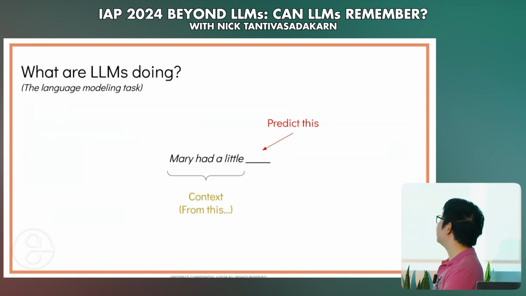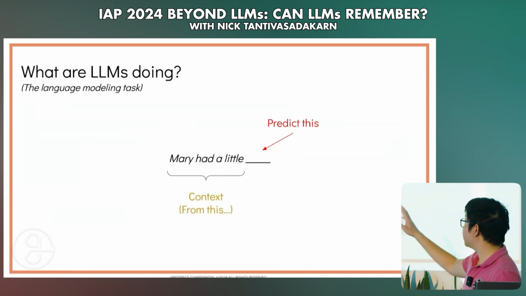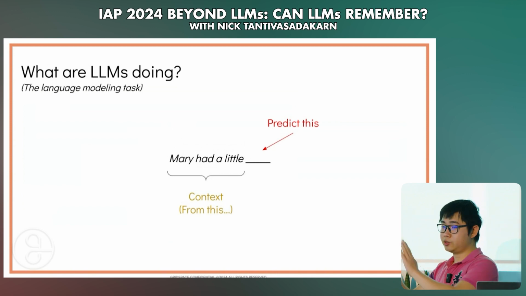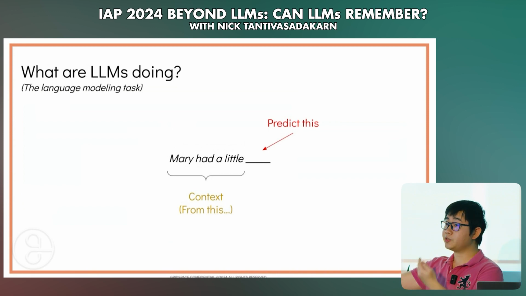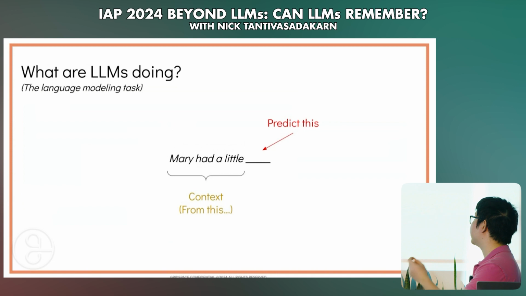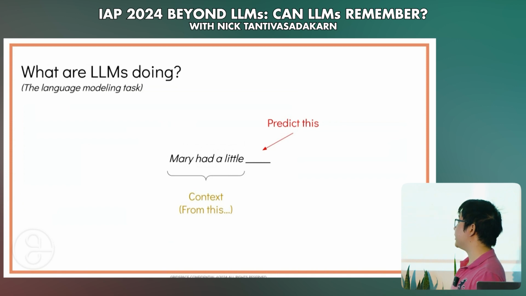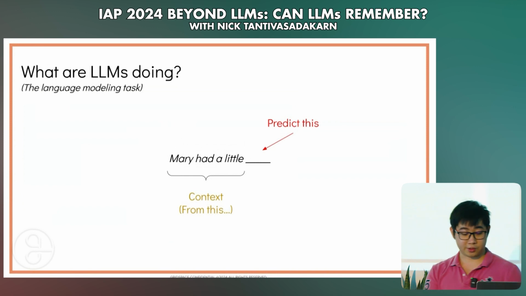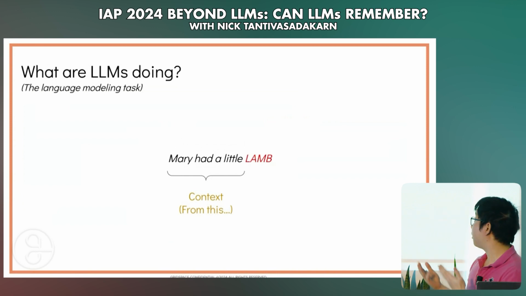Anyways, so the task of language modeling is you have a context, sort of like the text that comes before, and using this information, you want to predict what is the next word. For example, if I see "Mary had a little blank," as you might all know from the famous nursery rhyme, the word is probably lamb.